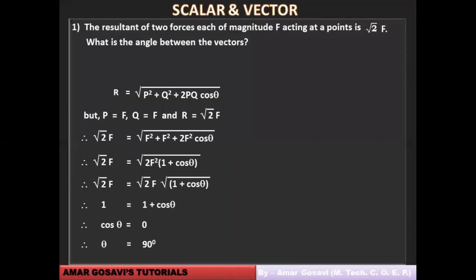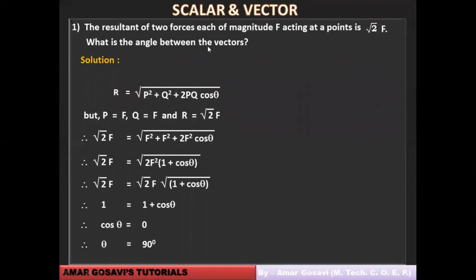What the problem says, you can see, the resultant of two forces, each of magnitude F, acting at a point is root 2 F. So obviously you want to use this formula. Just now we have derived this. Yesterday we derived this: R equals the root of P square plus Q square plus 2PQ cos theta. Today the formula was in terms of A and B, but this is the same formula I'm talking about.